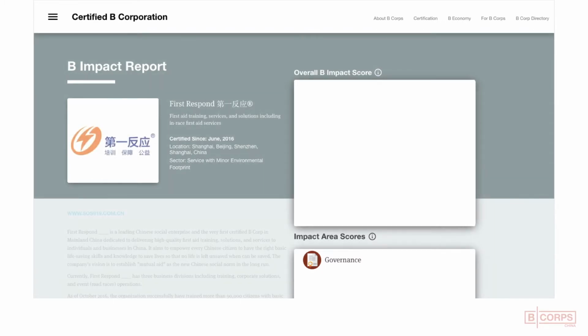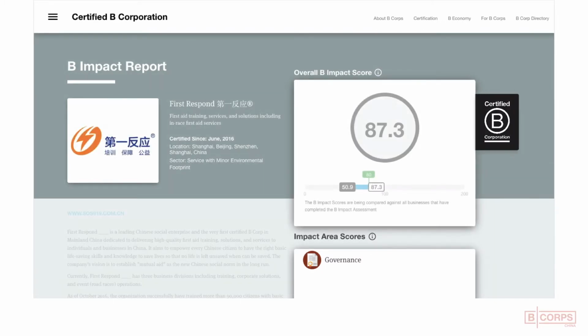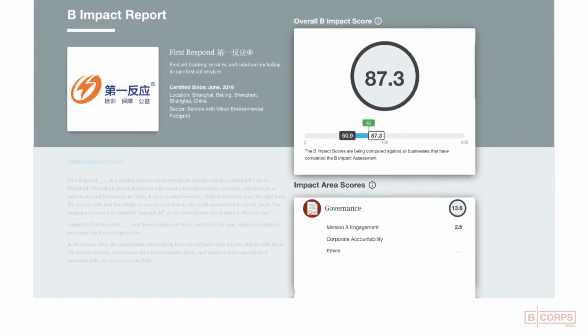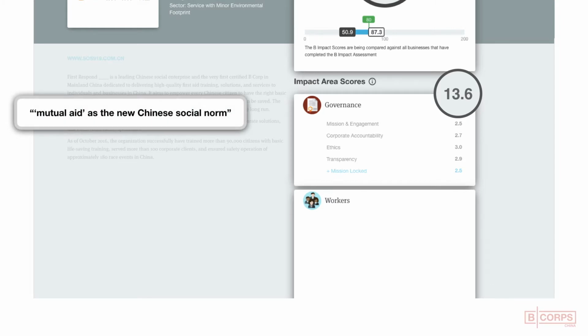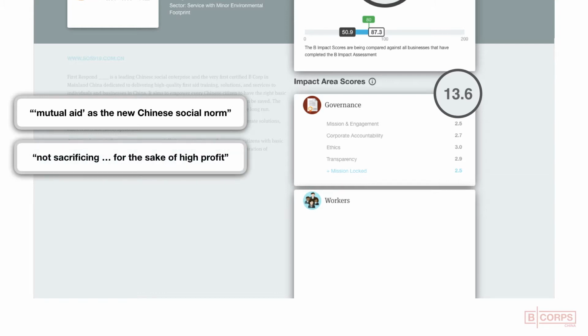First Respond is mainland China's first certified B Corp. It provides first aid training, services, and solutions including in-race first aid services. They scored 13.6 points in the governance dimension. In its article of incorporation, First Respond wrote mutual aid as a new Chinese social norm into its corporate vision and established not sacrificing business principles for the sake of maximizing profit as one of its guiding thoughts.